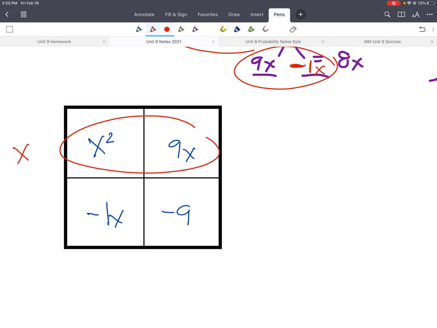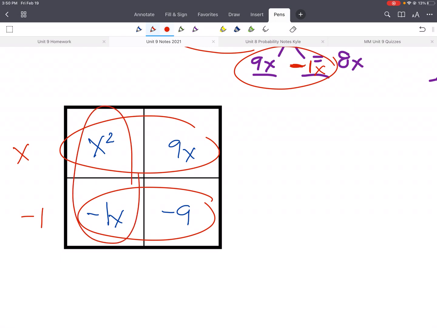So we could take out an x, here a negative 1, here we could take out an x, and here we can take out a 9.